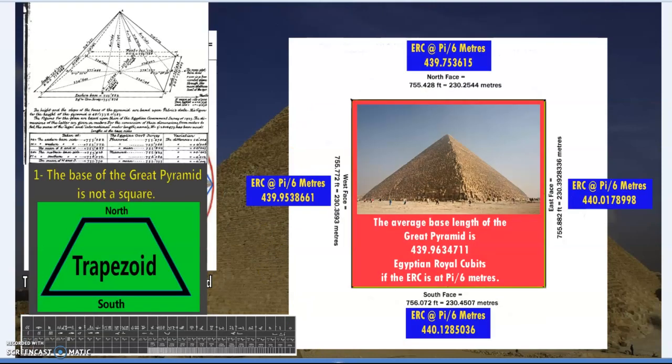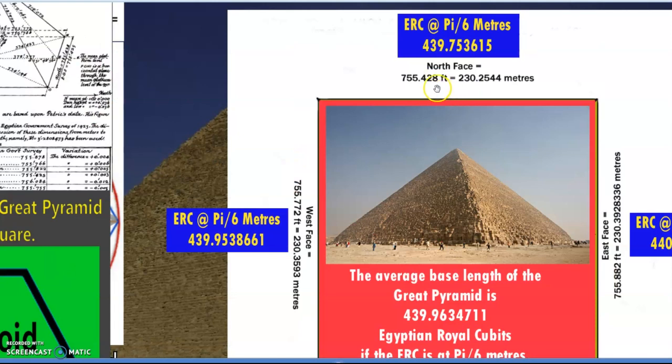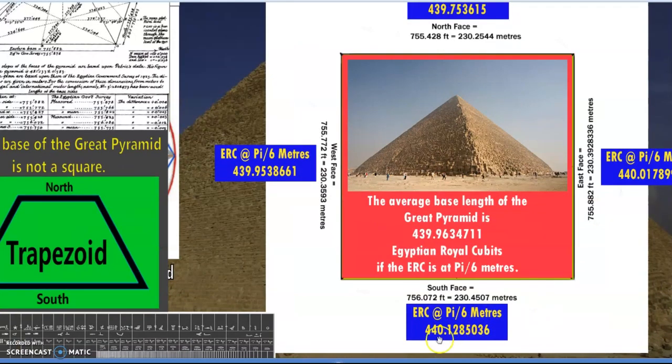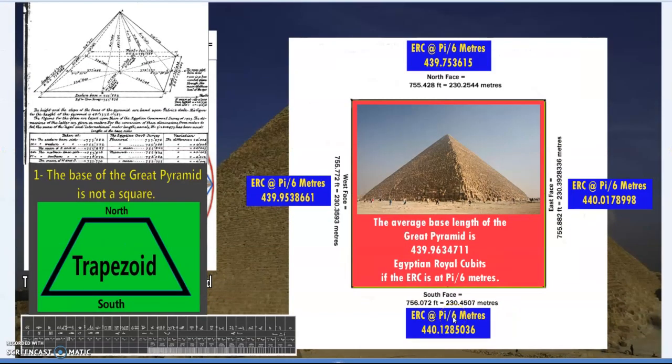So the pyramid is slightly different on each side. There you see it in feet or meters, and I've also shown it here in ERC, or Egyptian Royal Cubits. So the shorter side is 439.75 Egyptian Royal Cubits. The longer side is 440.12. Now the ideal measure would be 440 at each base, but it is not, again, because there's about a 20 centimeter difference between the north and the south side.